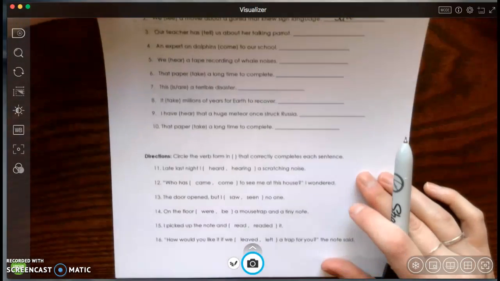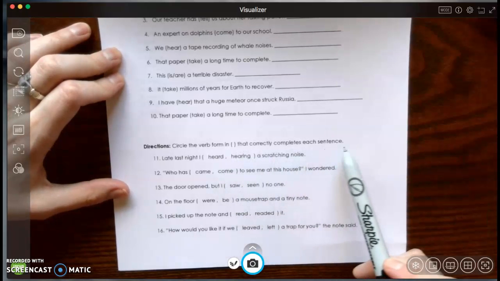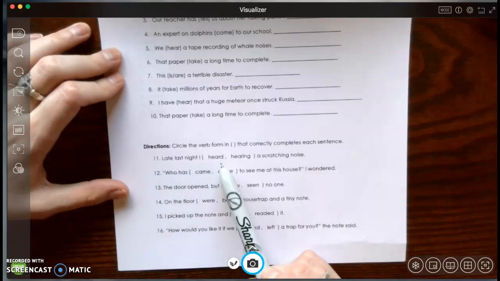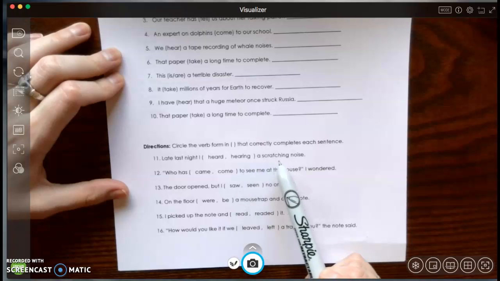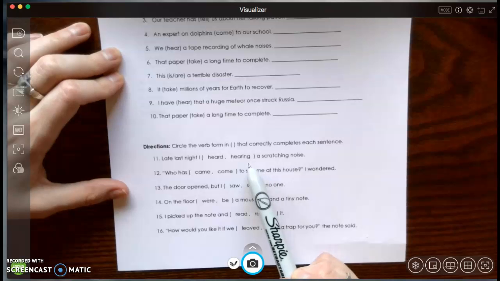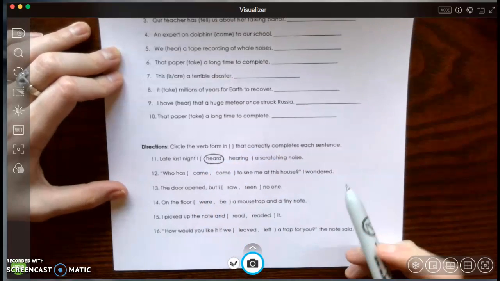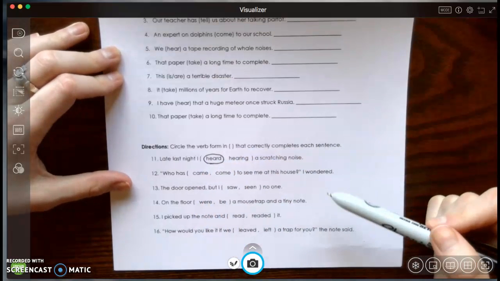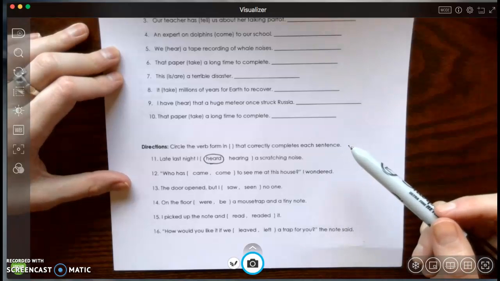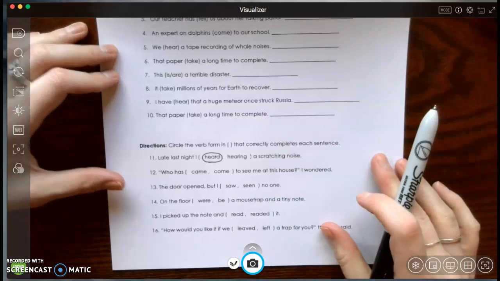For the next section at the bottom of the page, the directions say circle the verb form in parentheses that correctly completes each sentence. So number 11 says, late last night I heard or hearing a scratching noise. So if we want the correct past tense form, hearing is not in the past tense. So the answer would have to be heard. A lot of times you'll notice whatever sounds right is usually the right answer. However, you can't rely on that always, and you should use what you know about your memorized irregular past tense verbs to answer these questions correctly.